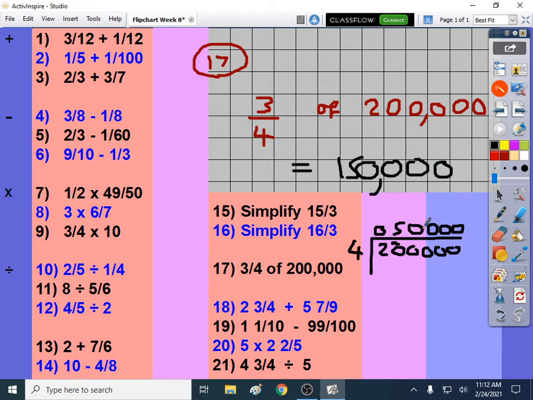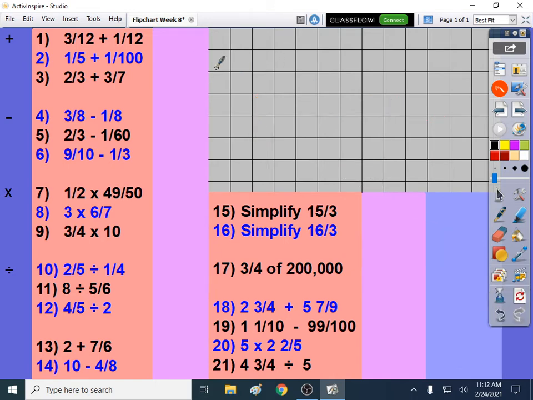150,000. On to question 18, nearly done now on the last day of Friday Fractions. Because if it's 2021 for you, might not be, but if it is, we're going back to school very soon. 2 3/4 plus 5 7/9.